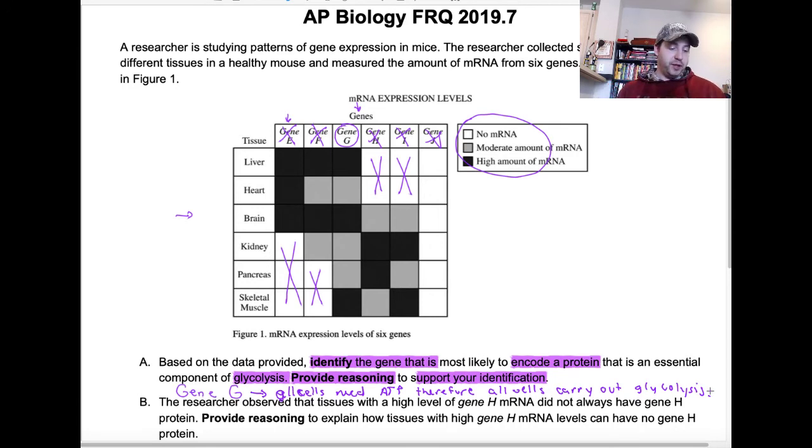Moving on to part B. Part B says the researcher observed that the tissues with high level of gene H mRNA did not always have gene H protein. Provide reasoning to explain how tissues with gene H mRNA can result in no gene H protein.